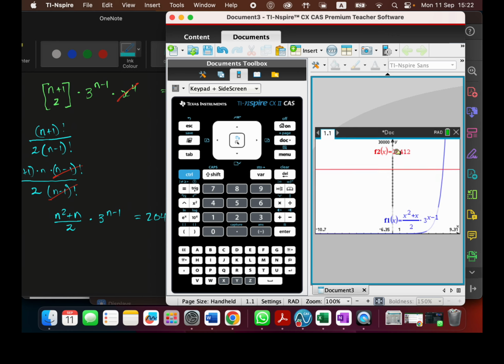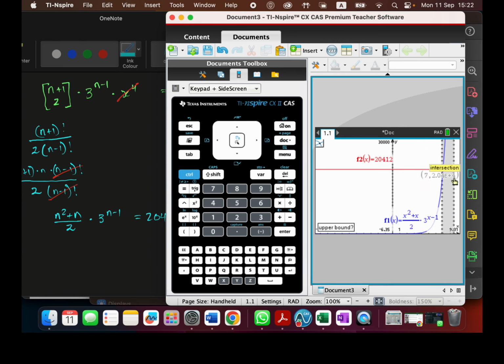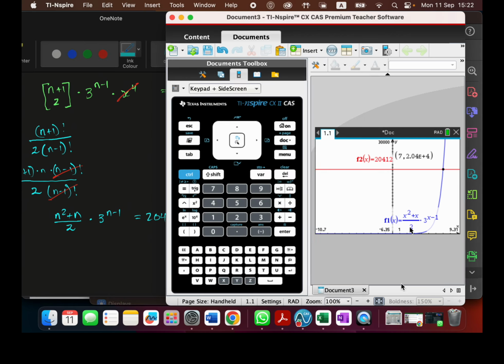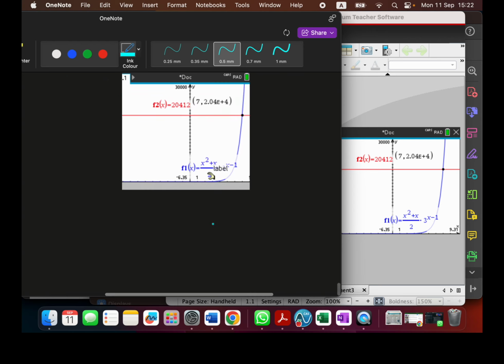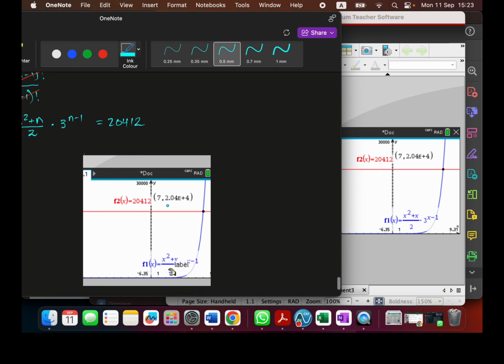So all we need is where those two meet, so menu, analyze graph, intersection, and that appears to happen where x is 7. So our answer is that this happens when x is 7. I'm just going to paste that here, because when you answer a question like this, you should include a sketch of the graph.